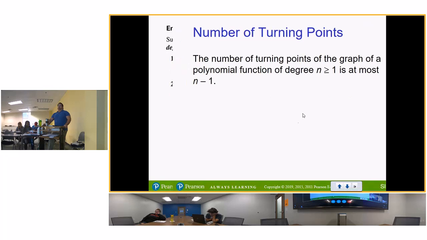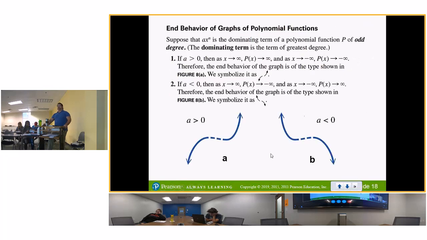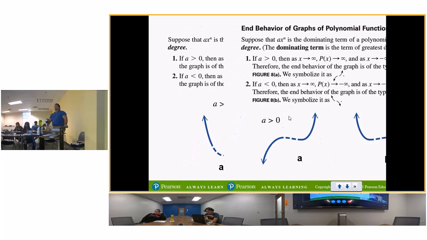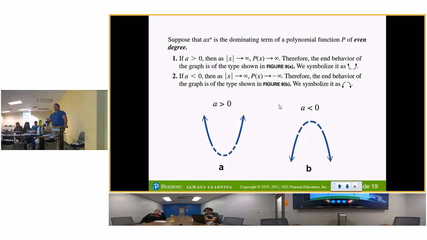Number of turning points, we talked about that. And this is where we talked about going in opposite directions. This is called ending behavior. There it is, ending behavior. And that's ending behavior, we talked about that. So there's the ending behavior right there.